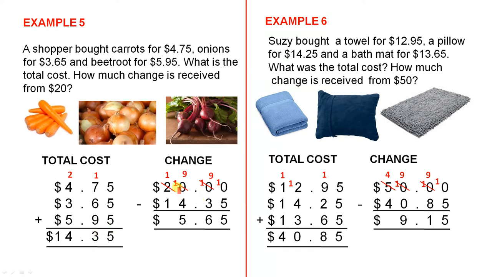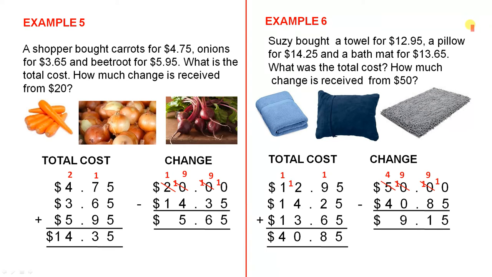Now the change is $20 take away $14.35. So we start here with our trading. That becomes a 1. There's the trade. Cross that off. That becomes a 9, and there's the trade. Cross that off. That becomes a 9, and there's the trade. So we do the subtraction across here and we get $5.65 as the change.